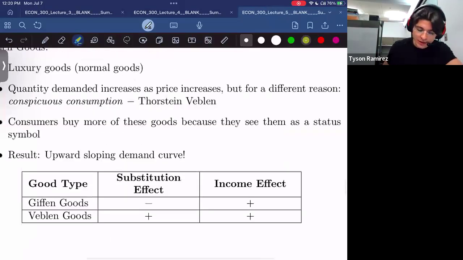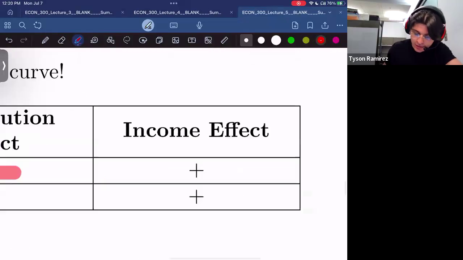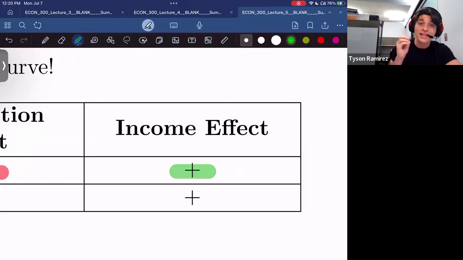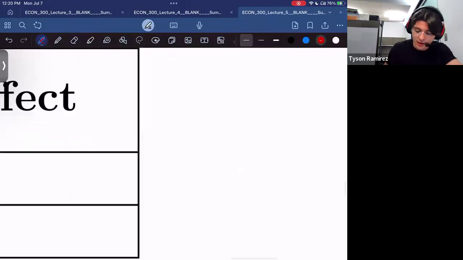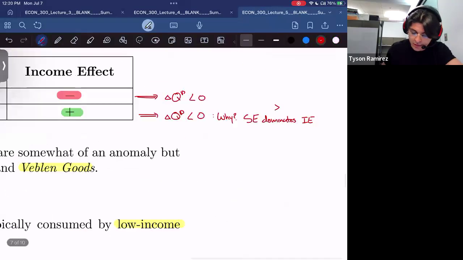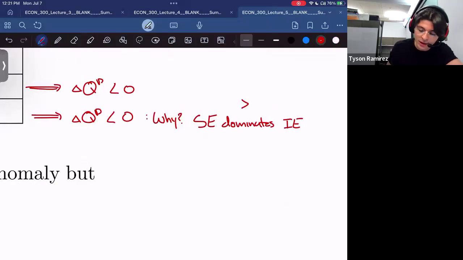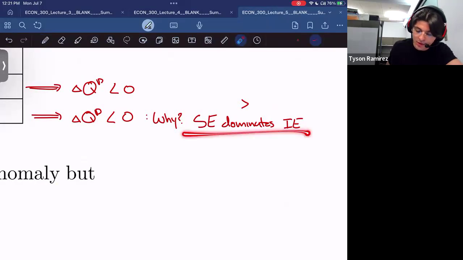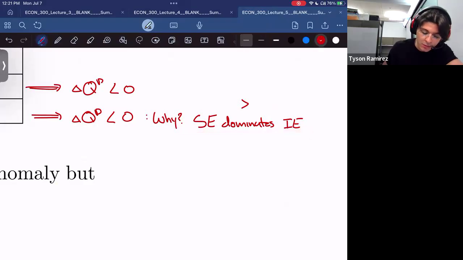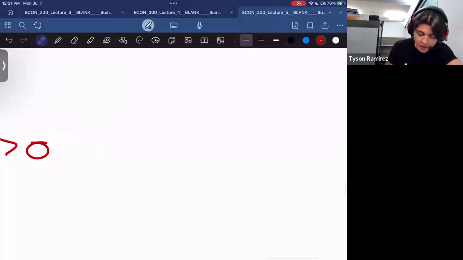So with Giffen goods, remember they are inferior goods. Here the substitution effect is still negative, but the income effect is positive. And now with Giffen goods, after a price increase, the change in quantity demanded is actually positive. It's actually positive. Whereas above, it was negative, because the substitution effect dominated the income effect. But when we're considering Giffen goods, we get a positive change in quantity demanded.